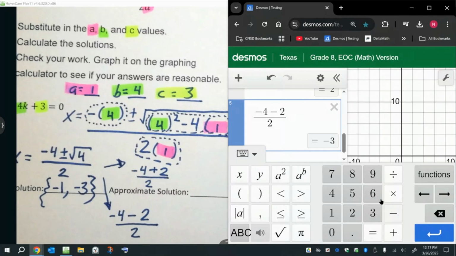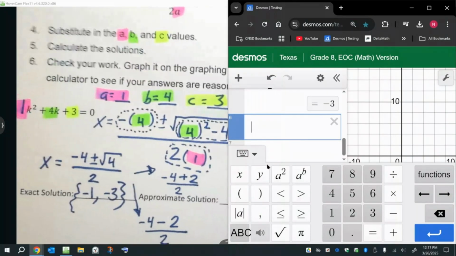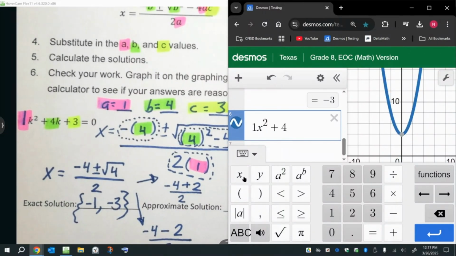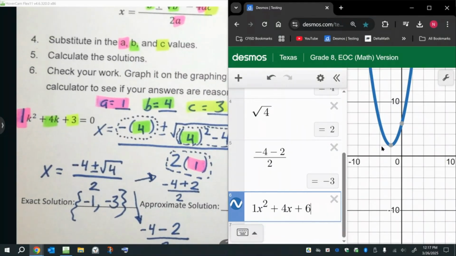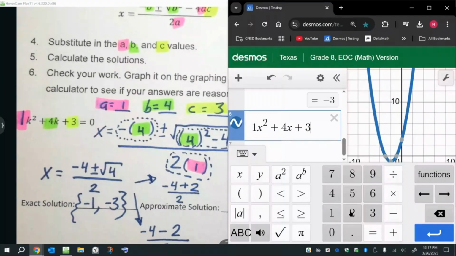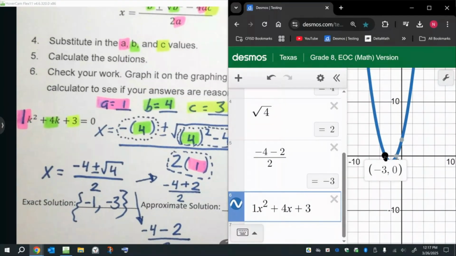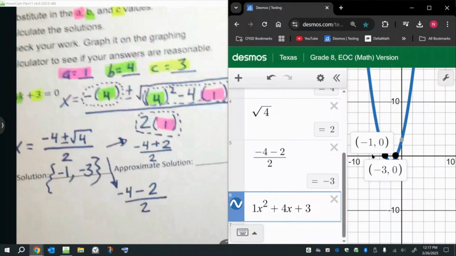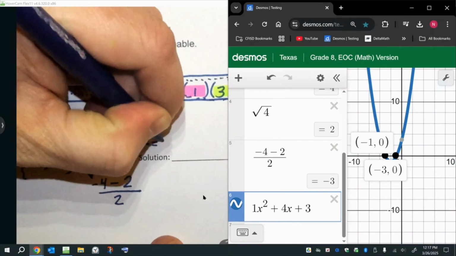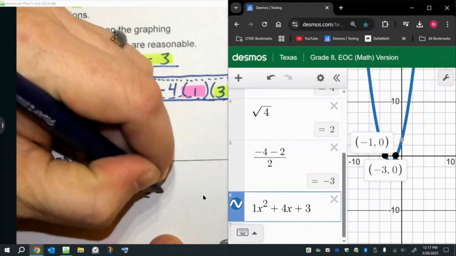So that's solving using the quadratic formula. What if I graphed this line? So we have 1x squared plus 4x plus 3. Does it cross at what? Oh, 3, I'm looking at the wrong thing. Does this cross at negative 1 and negative 3? Yes, it does. So there's actually no approximate solution either. So the answer for this one is negative 1. The answer for this one is negative 3.